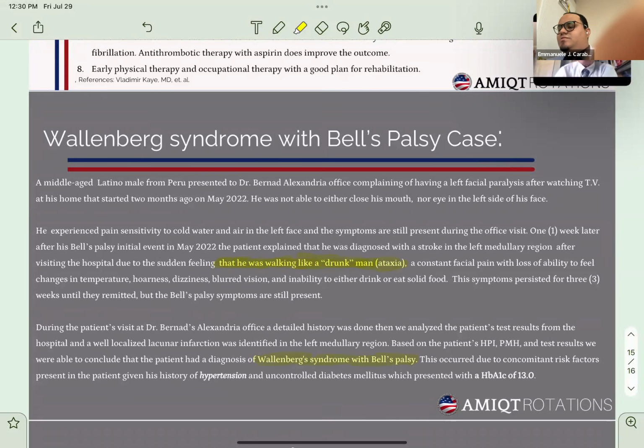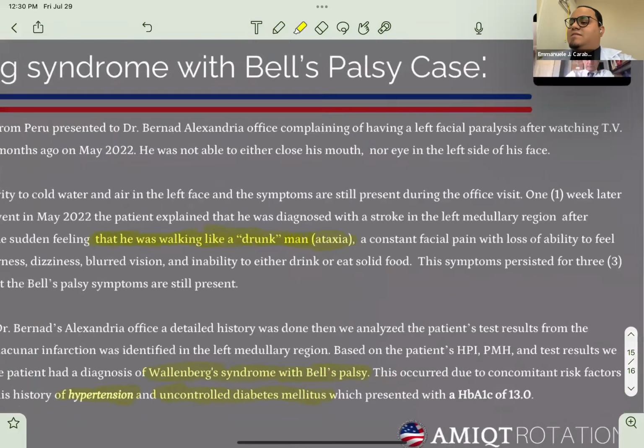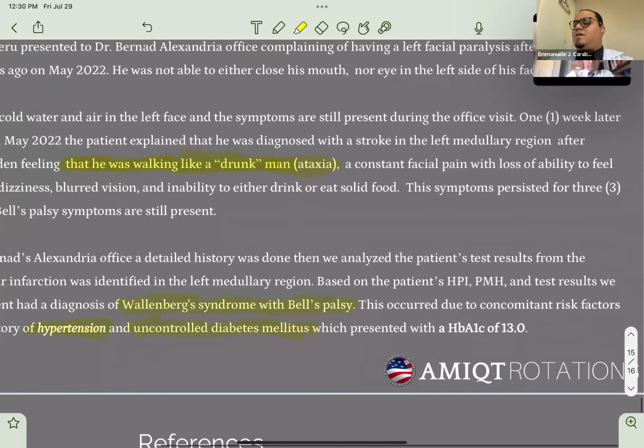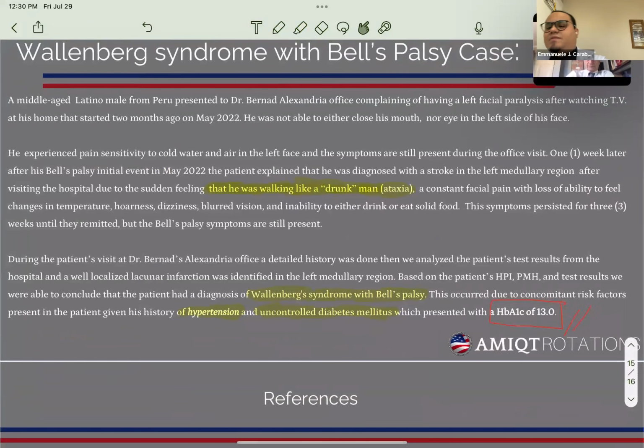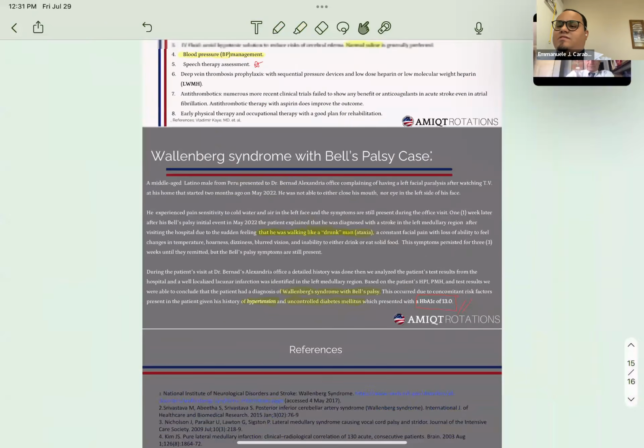And this occurred due to concomitant risk factors that the patient presented, given his history of hypertension, okay, and uncontrolled diabetes mellitus. This patient has an HbA1c of 13. So you can see, it was extremely high. It was a super uncontrolled diabetes. And we think, Dr. Bernard and I, that this is the reason of his Bell's palsy and the stroke.